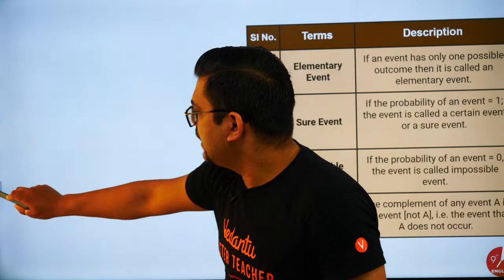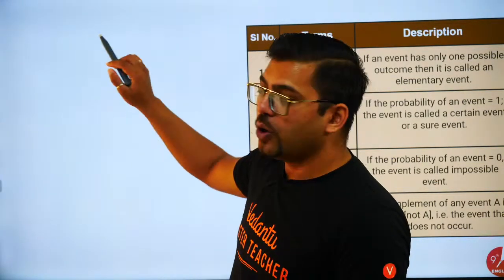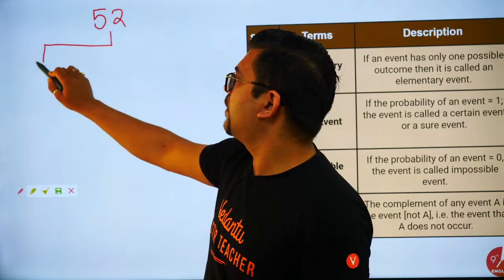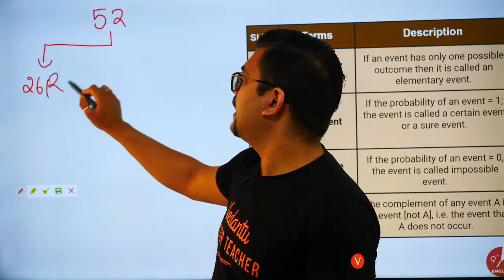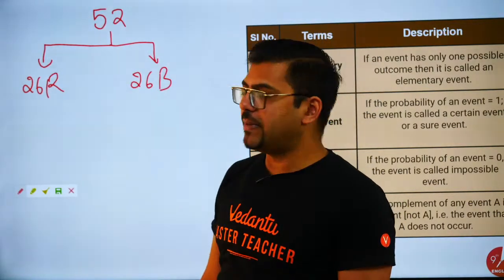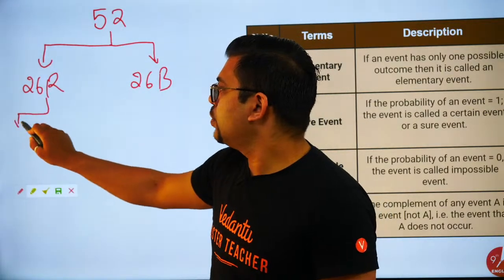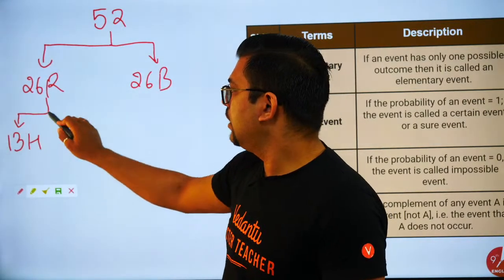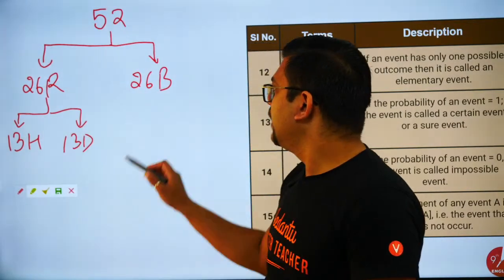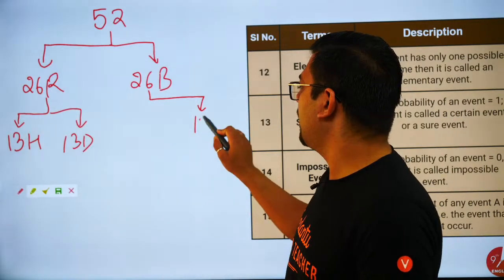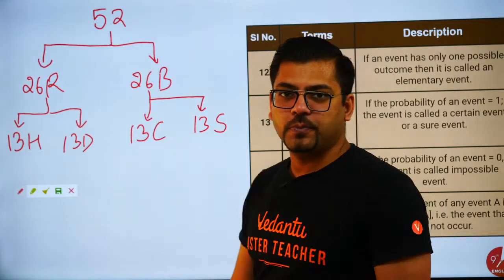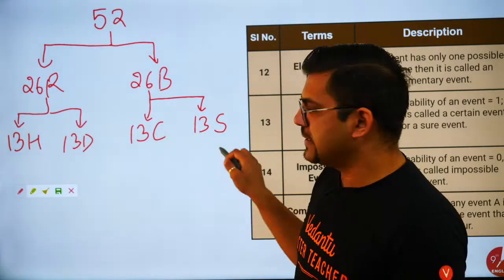Let me write it down again. Always remember this bifurcation. You have 52 cards. Out of these 52, you will have 26 red cards and 26 black cards. Always remember this, red and black. In the 26 red, you have 13 hearts and 13 diamonds. In the 26 black, you have 13 spades and 13 clubs. Now all these 13 cards.